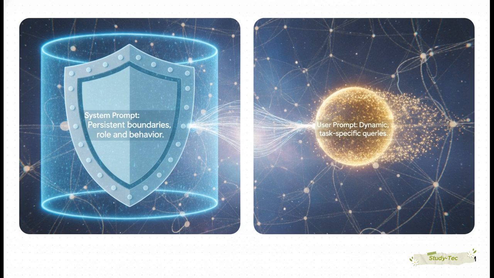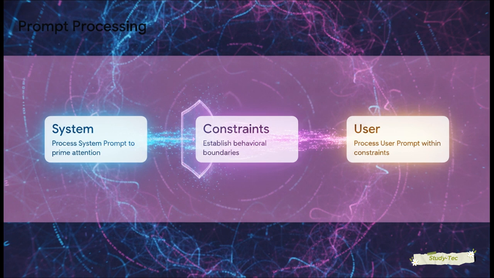Then on the other side, you have the user prompt. This one is super dynamic. It's transient, basically acting like a task sitting in an inbox. It's just the specific query for that exact moment. And the way the model processes this hierarchy is just fascinating. It always processes that system prompt first. This primes its attention mechanisms and literally shifts its probability distributions to favor certain vocabularies and constraints. Only after that does it even look at the user prompt.